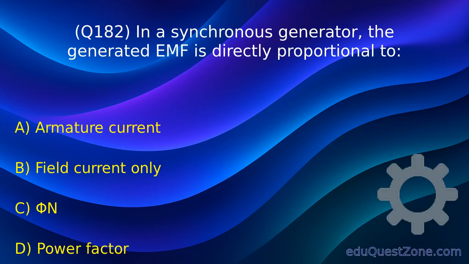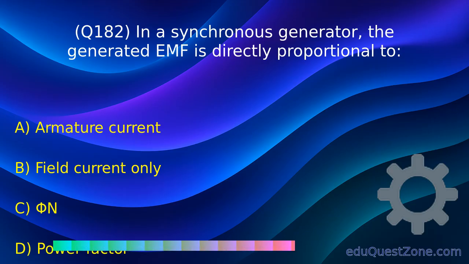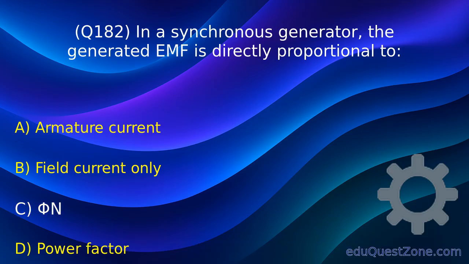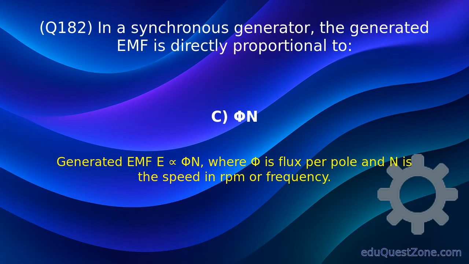Question 182. In the synchronous generator, the generated EMF is directly proportional to... Option C, phi n. Generated EMF is directly proportional to flux per pole and speed.